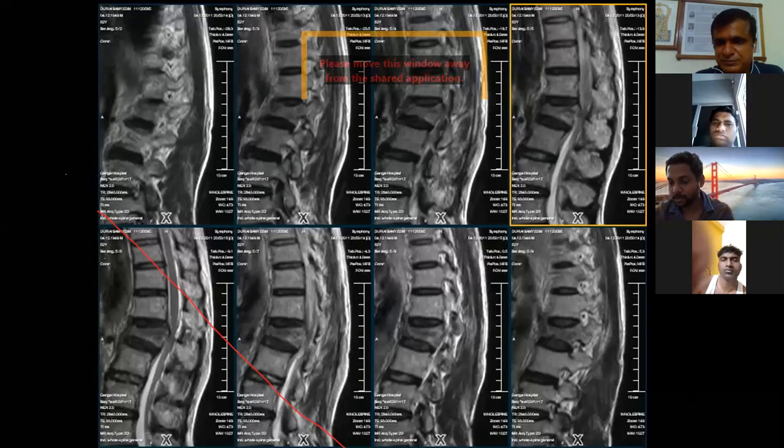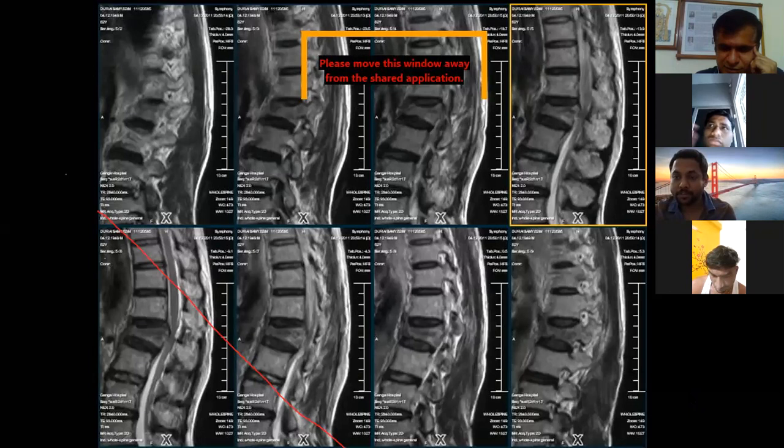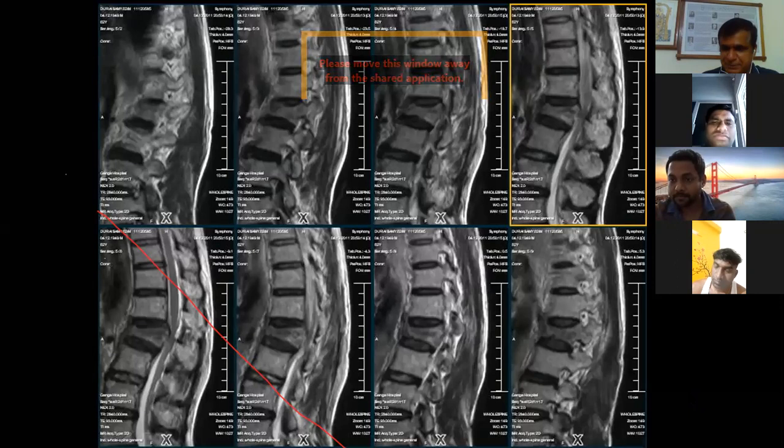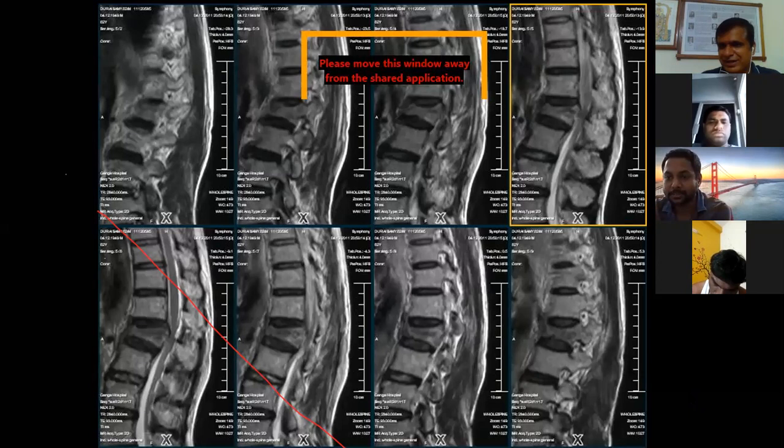Sir, one more thing: you said about sacral sparing and spinal shock. In both of these we are checking the bulbocavernosus reflex. If the bulbocavernosus reflex is absent, that means the patient is in spinal shock. So when the patient presents to us, we can't say whether the patient has no sacral sparing or is in spinal shock.